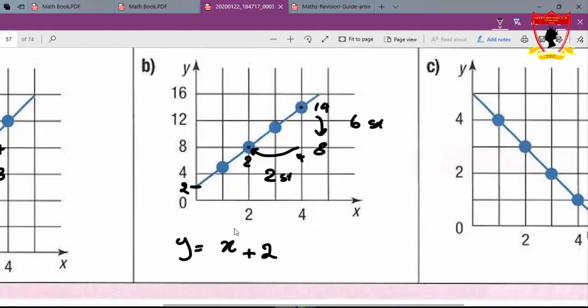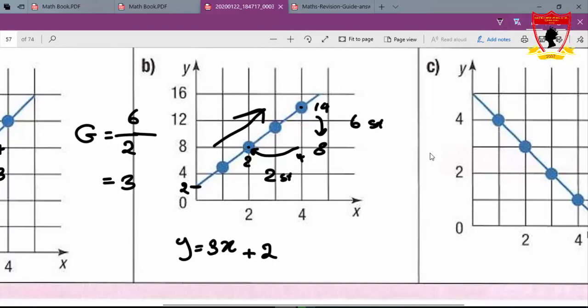Then gradient is equal to 6 over 2, because to find gradient we always put the vertical one on the top and the horizontal step on the denominator. Now 6 divided by 2 is equal to 3. Everything is positive because the line is going up, it's increasing. So this 3 must come before the x. Now the equation of this blue line is y equals 3x plus 2.